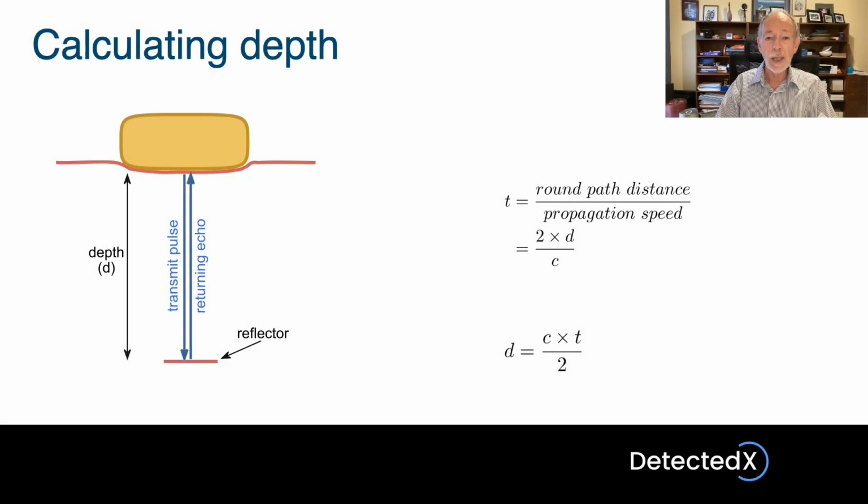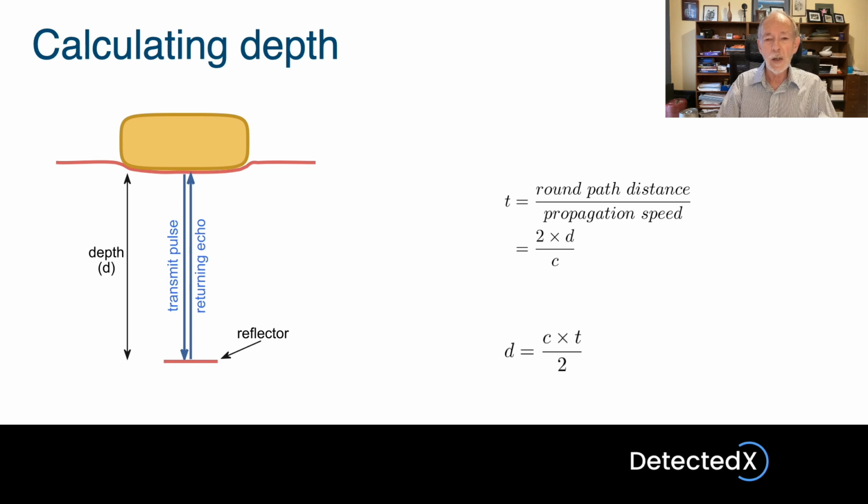Here's how the machine calculates the depth from which a given echo comes. If the echo is coming from a depth d, then the transmit pulse will travel this amount of distance, and the returning echo will travel also that same amount of distance. So the total round path distance travelled by the ultrasound to create this particular echo is 2 times the depth. This means that the time from when the machine transmitted to when the echo returns can be simply calculated as distance travelled divided by speed.